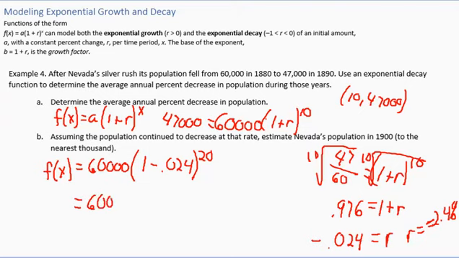And you can calculate this. This is 60,000 times 1 minus, this was actually our 0.976, to the 20th power. So 0.976 to the 20th power times 60,000 gives us about 37,000. It said round to the nearest 1,000. So after calculating that, you get 37,000 would be the population if it continued like that.